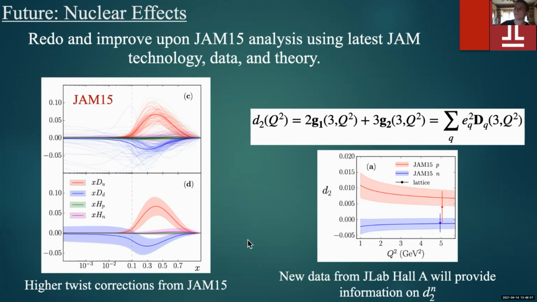All of these results are from JAM15. These are the higher twist corrections from JAM15. And then here is the quantity D2, which depends upon the twist-3 PDFs. There is some new data coming out soon from JLab Hall A, which will provide data on D2 of the neutron.